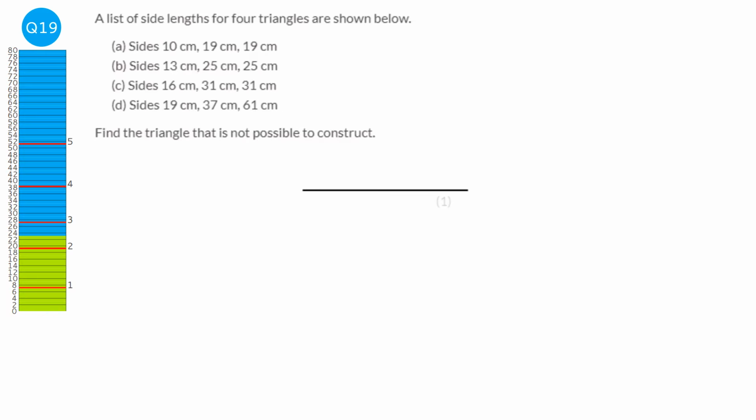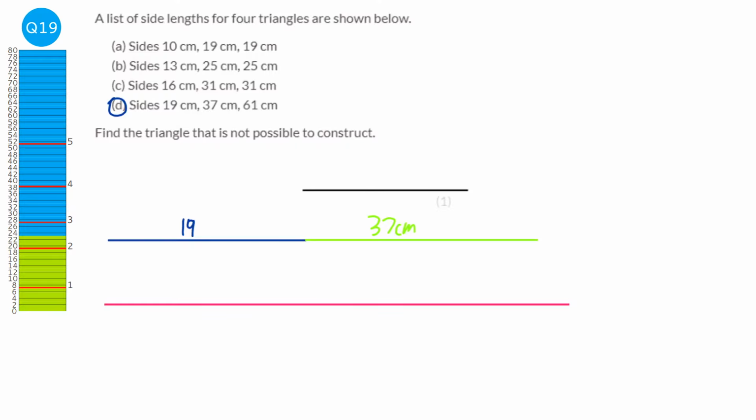For each of these options, try and construct in your head the triangles that would be made from these lengths. And I'm going to give an example for option D. And I'm going to construct my triangle just with sticks. So we're going to start off with our first stick, which is 19 centimeters. Then we're going to do another stick, which is going to be 37 centimeters. And we've got one last stick, which is 61 centimeters.